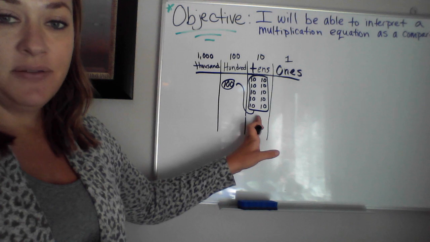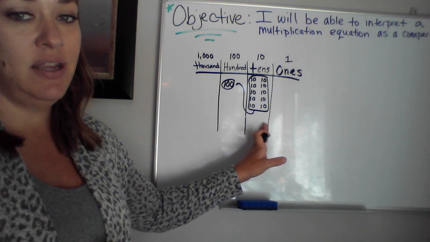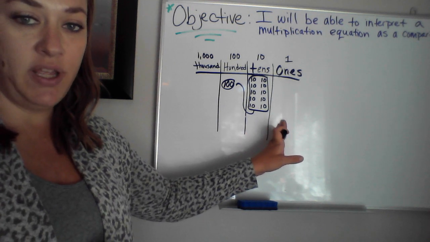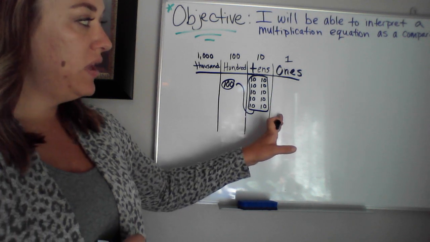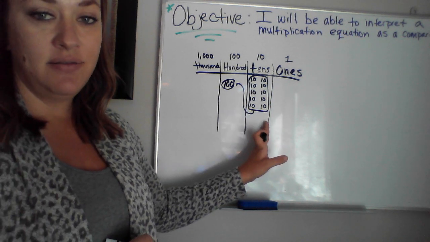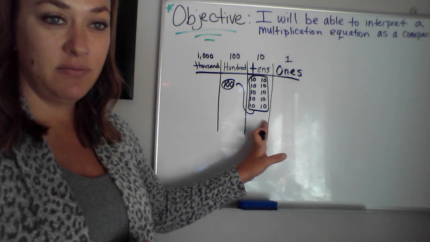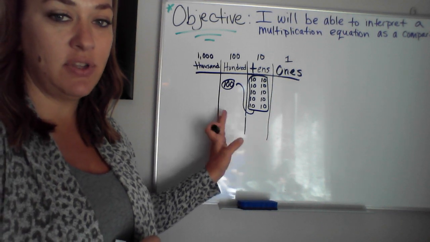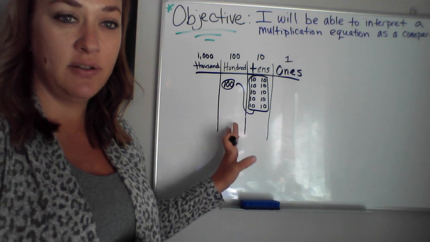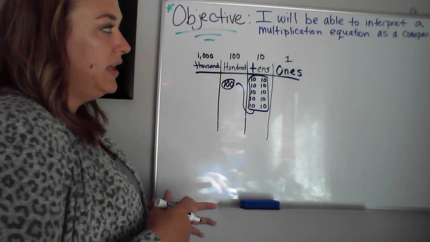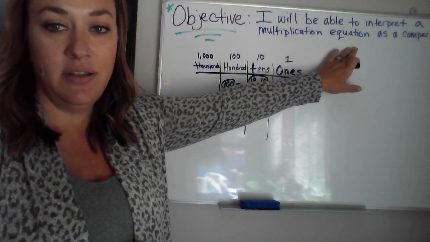Or 10 is 10 times larger than 1, 1. If we go the other way, 1, 1 is 10 times less than 10, and so forth. Okay, so 10 times larger, 10 times less as we move on our place value chart. Okay, so now we're going to bring our equations into this.